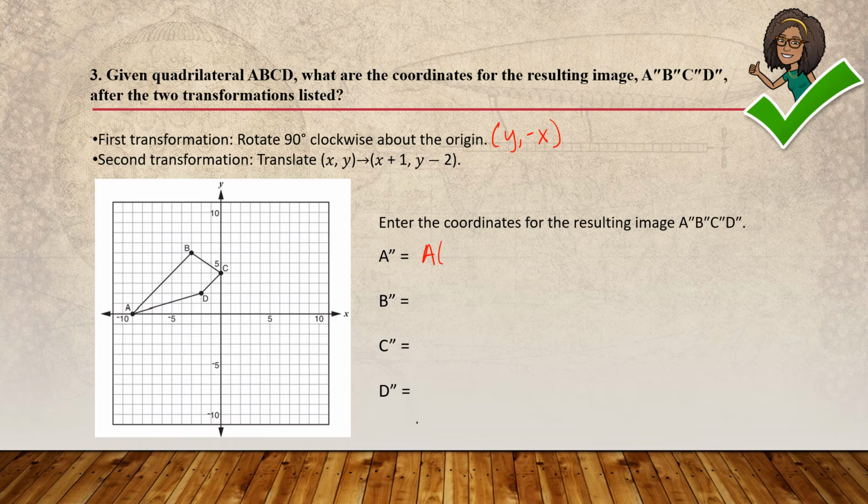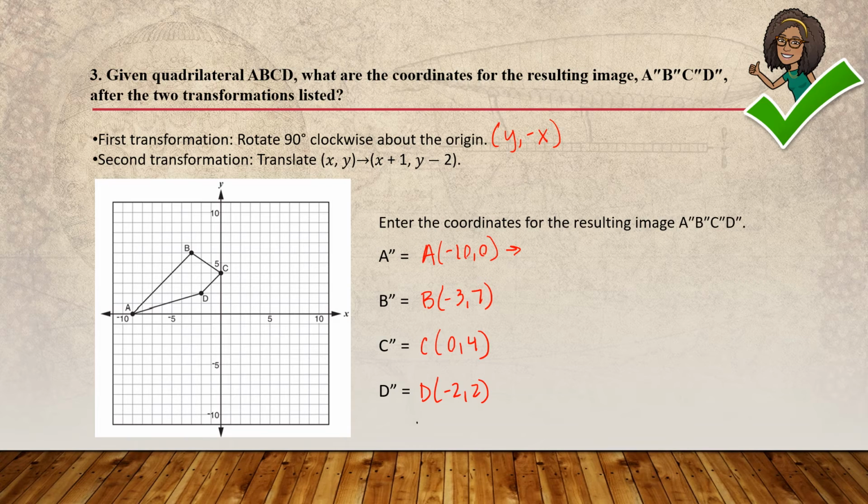So we have A, which is at (-10, 0). We have B, which is at (-3, 7). C, we have at (0, 4). And D, we have at (-2, 2). So we're just going to apply the 2 transformations to each one.